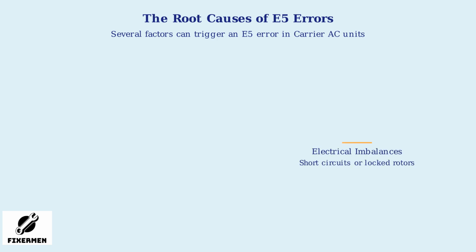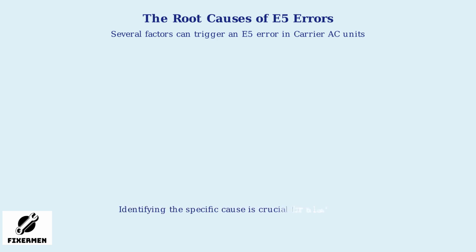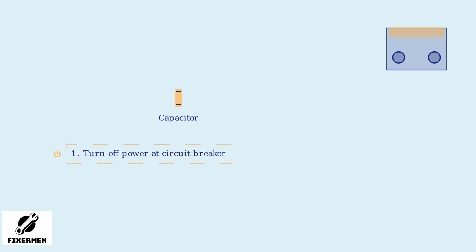Electrical imbalances such as short circuits or locked rotors are also common causes, where the system detects abnormal current flow and shuts down for safety. Identifying the specific cause of the E5 error is crucial for applying the right fix and ensuring the problem doesn't return. One of the most common fixes for an E5 error is replacing a faulty capacitor. The capacitor helps start and run the compressor motor, and when it fails, it can cause the overcurrent protection to trigger. Before handling any electrical components, safety is crucial.